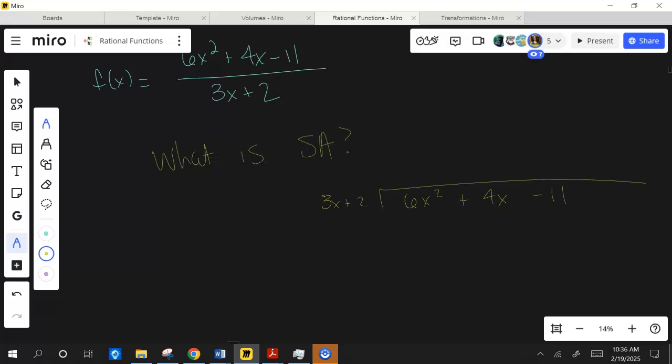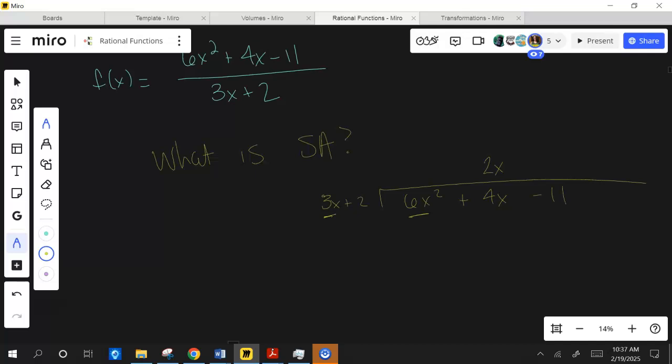It'd be 0x minus 11. Guys, I feel like I am fighting you to show you this. This is long division now. I'll show you a synthetic one. What do I multiply 3x by to get 6x squared? 2x. It goes in the x column.